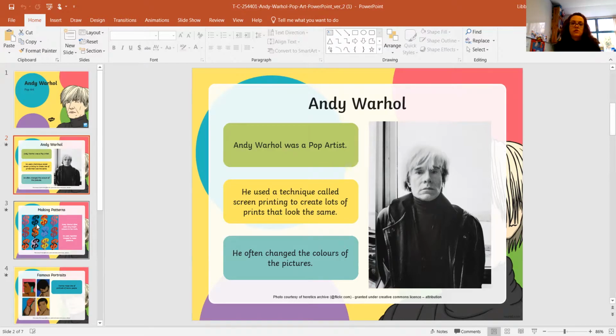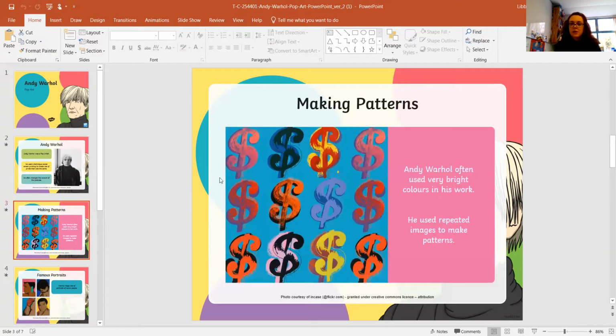So if I show you one like this, you might recognise something on here. So we've got the dollar sign, haven't we? And he used very bright colours. So he's repeated that design again and again over there, but he's changed the colours of them, and he's used really bright colours as well on his repeated pattern.